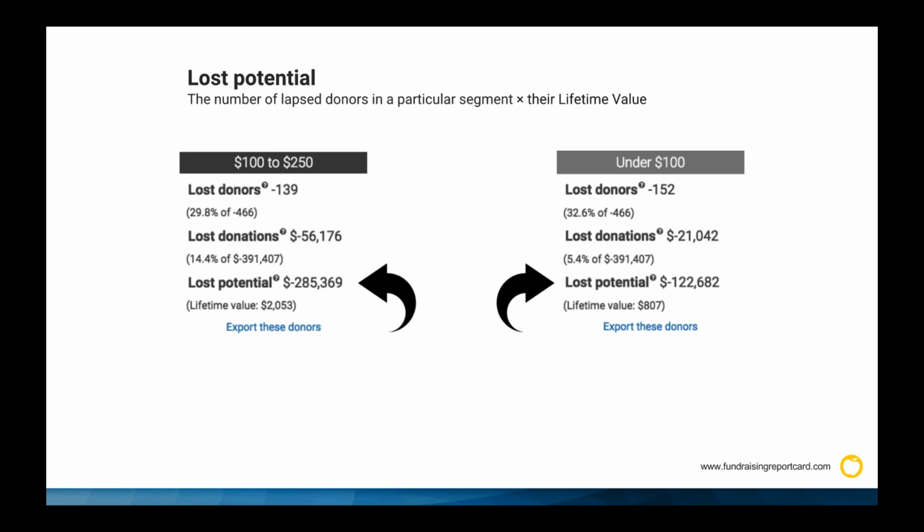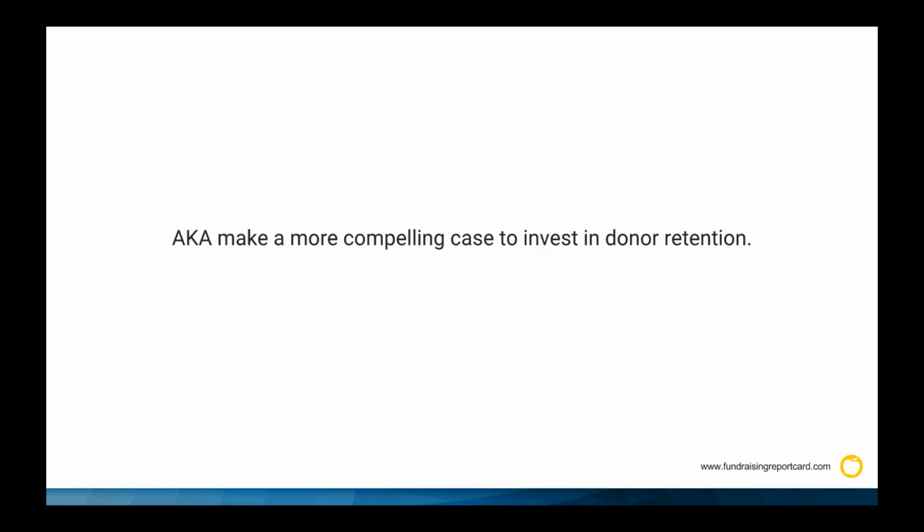Because if the original argument was a gut feel that, we think we're losing some donors and maybe we can pull a report of total donors from last year and we can see some trends or something like that, that's interesting. And that'll get you the conversation internally. But when you can start to have discussions about hard numbers, $250,000 off the table in lost potential, $122,000 in lost potential gone, that creates the case internally, the dialogue internally, to actually start making investments towards retention.